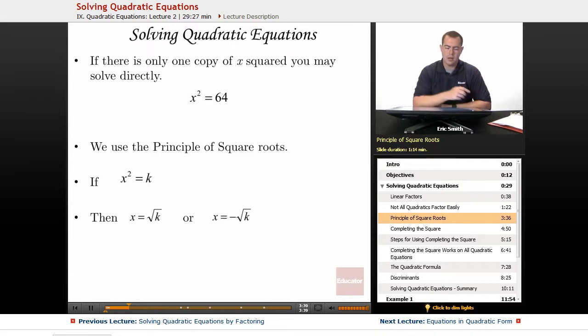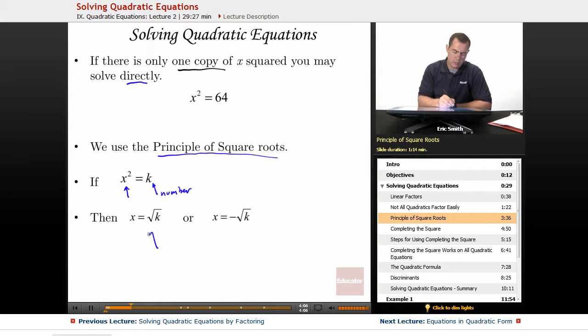In this type of quadratic, we only have one copy of x that is in the quadratic equation. So you don't have another x, just one copy of x squared. In these ones, the good news is you can solve directly. And this uses the principle of square roots. What that principle says is that if you have something like an x squared equals to a number, then you can really split this into two. You can split it into x equals the square root of that number, and x equals the negative square root of that number.